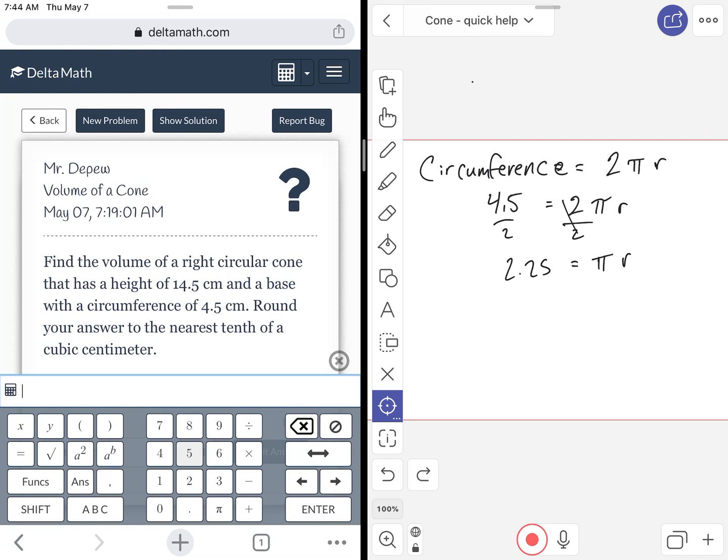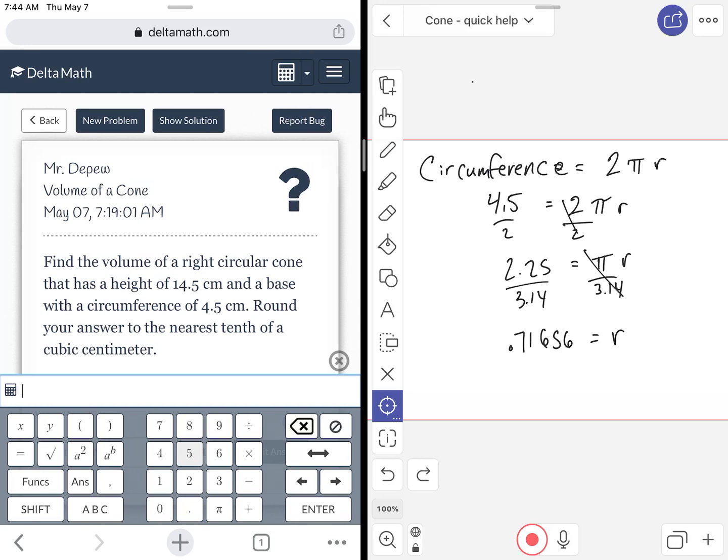Now, this is where things get tricky here in DeltaMath. They like to use the symbol. However, if you're going to round and use 3.14, you're going to get a different answer, and it's going to be close. You're going to be off by just a few tenths, and I want to show you that here. So if I divide 2.25 by 3.14, rounding pi, we're going to get our radius equal to 0.71656. So that's for our radius.